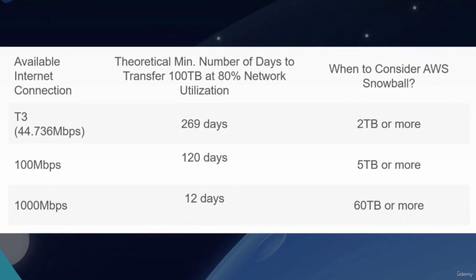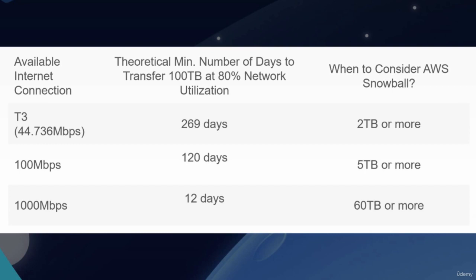The choice of migration service will depend a lot on what your available internet connection is. Let's say we would like to get that data into AWS within a week. So on the left here, we've got our available internet connection options. If we have a T3 connection, to transfer 100 terabytes is going to take 269 days. So that obviously is not going to be practical.